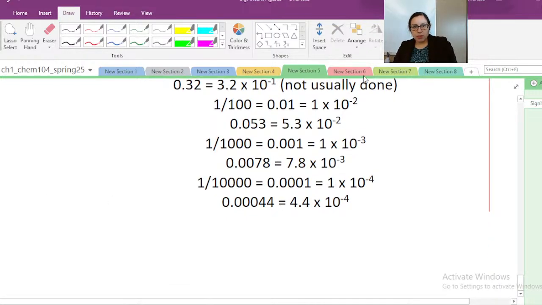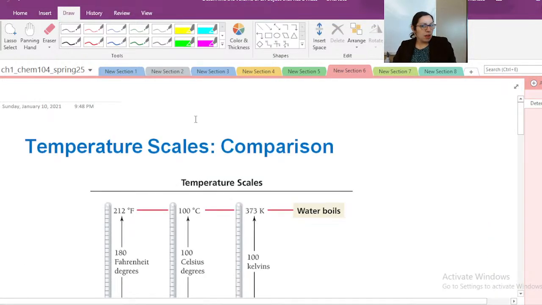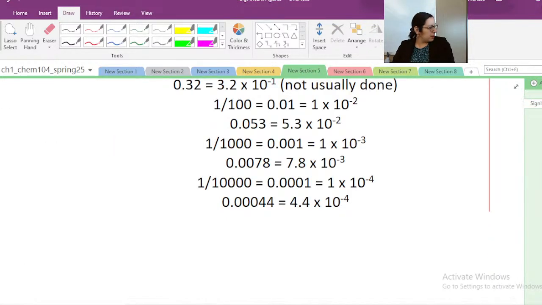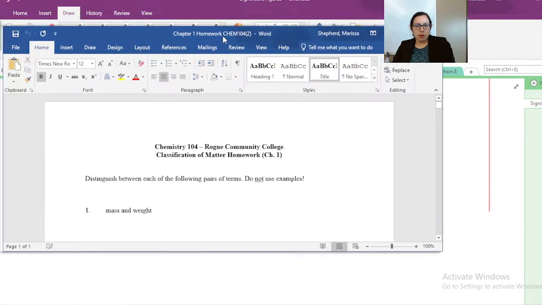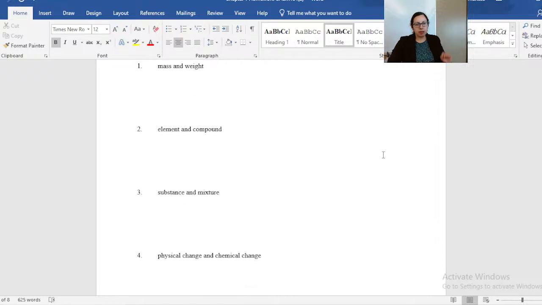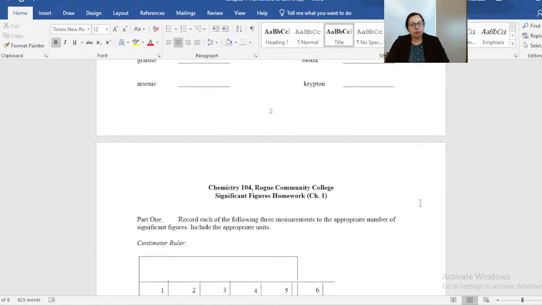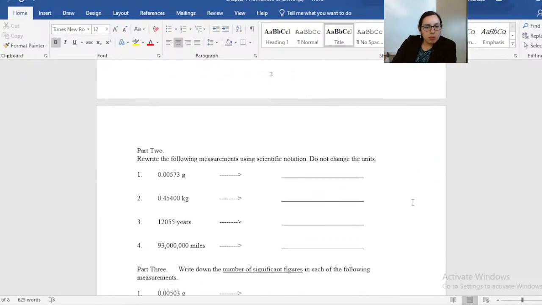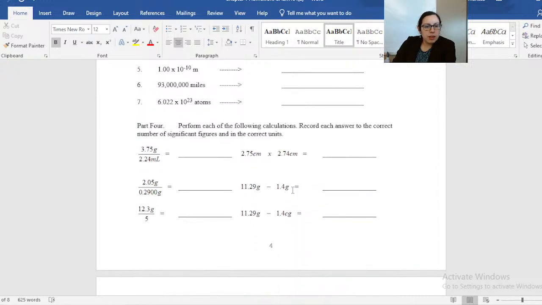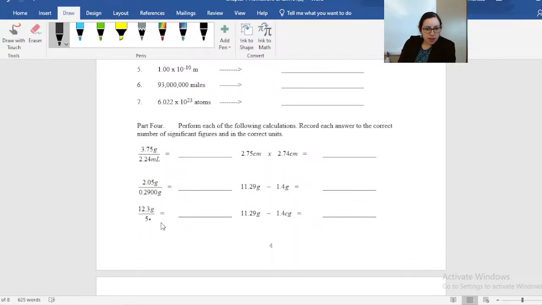All right, so let's see what else we have. Actually, before we move on, I did want to bring up a few of the homework problems. So, rulers. These are good calculation practices, but I wanted to bring up this 12.3 grams divided by 5, because this is a different scenario.